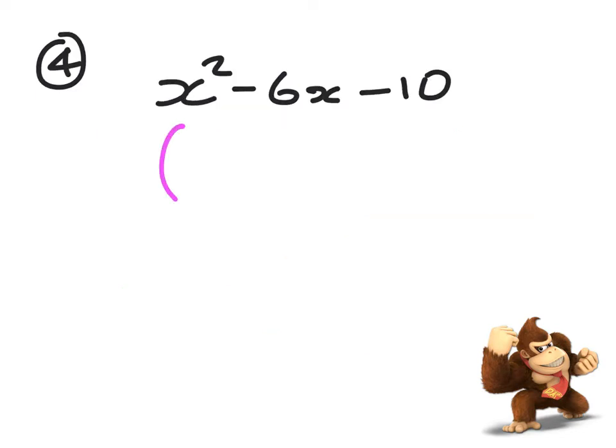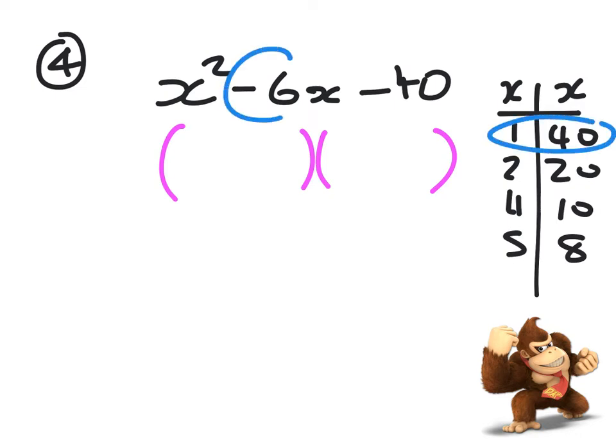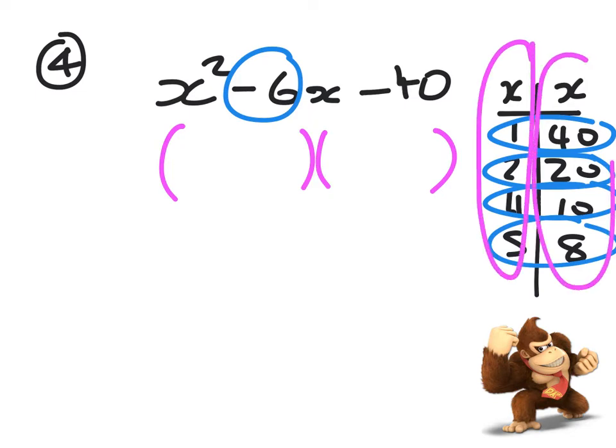Question 4, factorise, so that's putting back in the brackets. I've just noticed I forgot to make that into a 4. Right, okay, so it's x squared minus 6x, take away 40. So you do your little table at the side for the x's, 1 and 40, 2 and 20, 4 and 10, 5 and 8. And then you look at each of these and you say, how can you make the negative 6? Once you find the one that it is, remember, we put them together like this for the brackets.